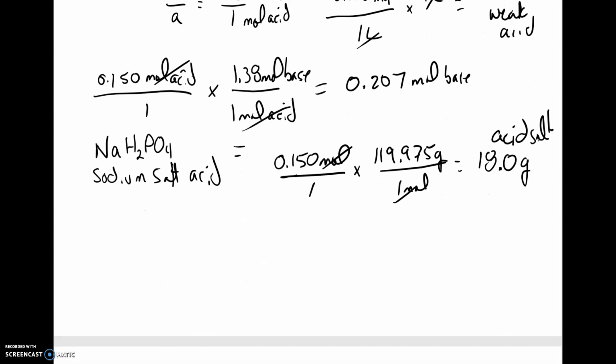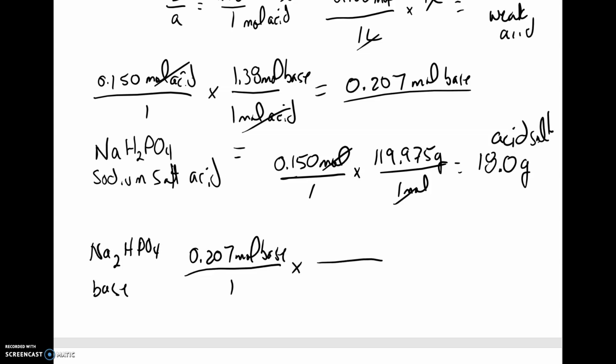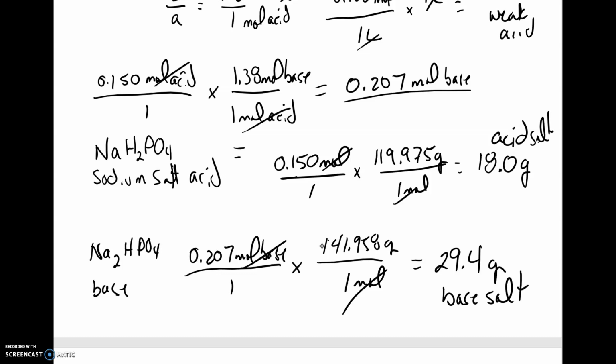Okay. Sodium dihydrogen phosphate. Now the base here is going to be Na2HPO4. And remember, we needed 0.207 moles of that. That's what we solved for up here. So how many grams of that sodium salt? We're going to use the molar mass of 141.958 grams in 1 mole from the periodic table. 2 sodiums, 1 hydrogen, 1 phosphorus, 4 oxygens. And we get 29.4 grams of that sodium hydrogen phosphate salt.